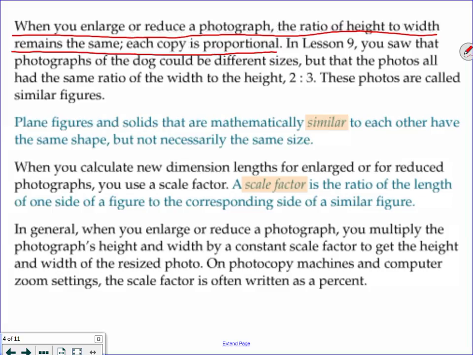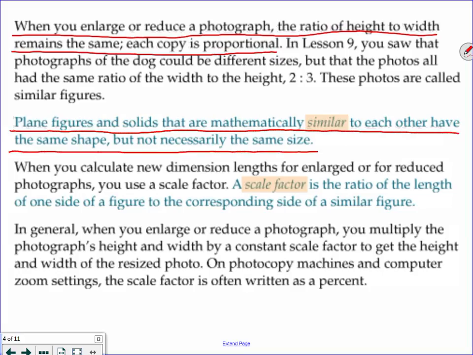And then moving down here in the blue, plane figures and solids that are mathematically similar to each other have the same shape, but not necessarily the same size. Okay, that's what happens when we reduce or enlarge something. When you enlarge it, you make it bigger, still the same shape, you just blow it up. When you do a reduction, keep the same shape, you just shrink it.